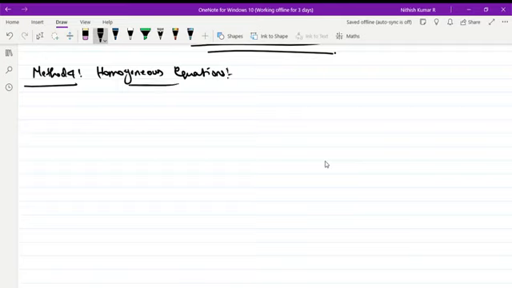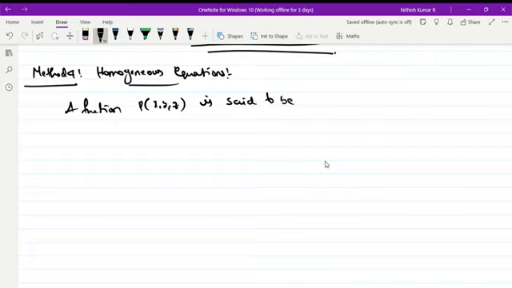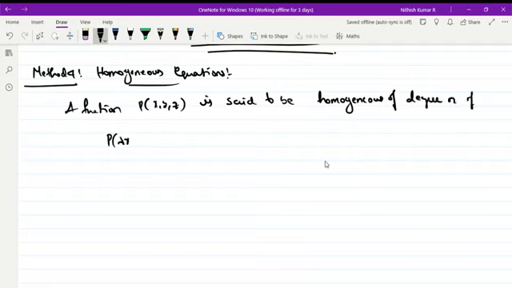So in this, a function p of x comma y comma z is said to be homogeneous of degree n if p of lambda x comma lambda y comma lambda z is equal to lambda power n into p of x comma y comma z.